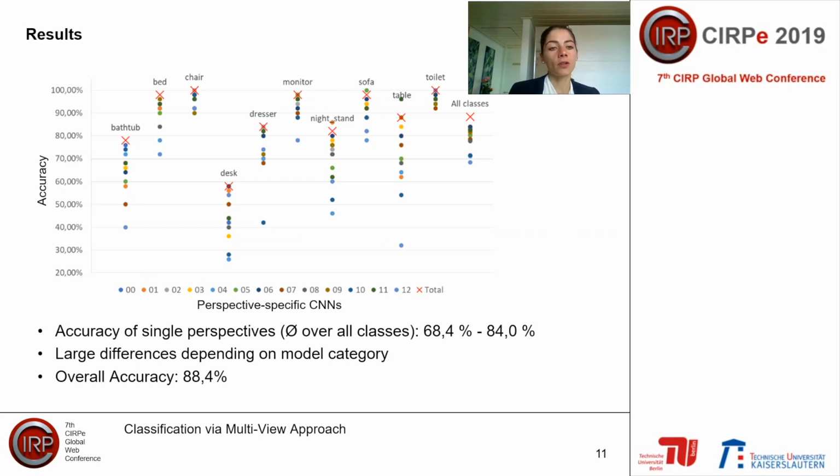So how do our results look? You can see here on the left the accuracy and on the bottom the perspective-specific CNNs. And as you can see, the accuracy of the single perspectives varies between about 68 and 84%, which is quite much. And we also have large differences depending on our model category. For example, toilets are classified quite well in all perspectives or in all CNNs. But in contrast, for example, tables have a very large scale of accuracy, or also dressers and desks. So our overall accuracy over all classes is about 88.4%. And you can also see it by the red X, it's the overall classification accuracy.